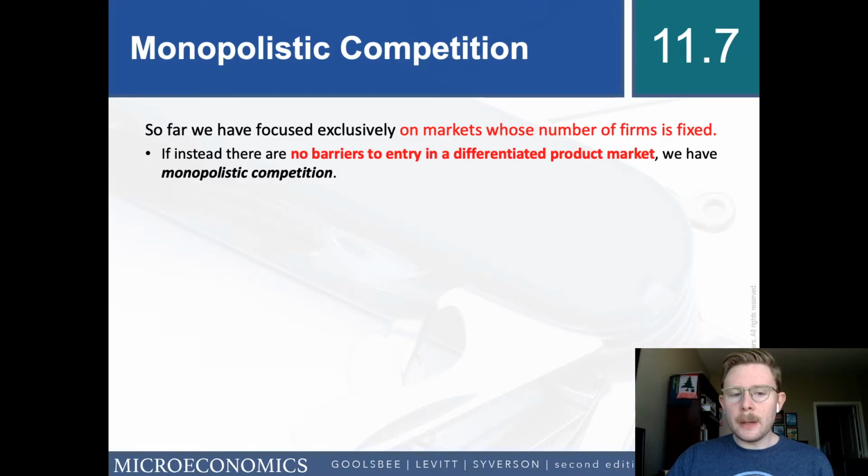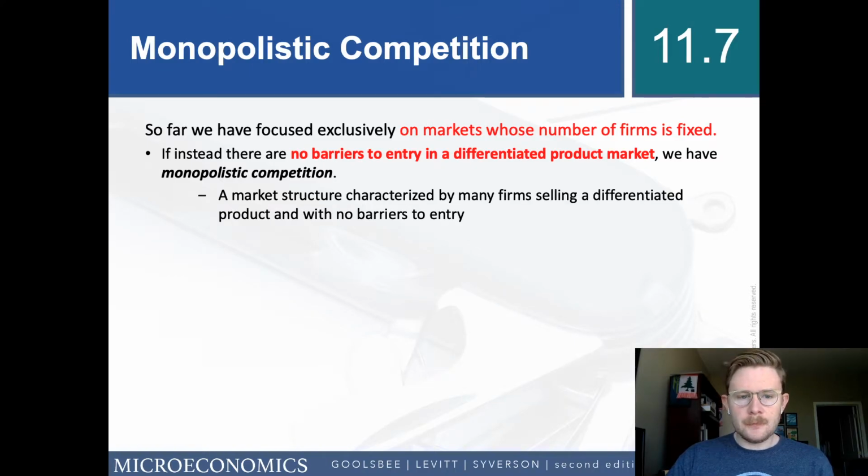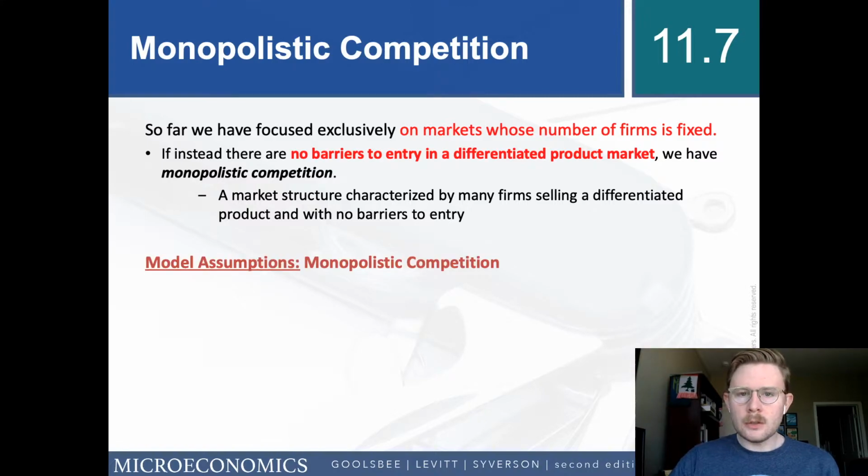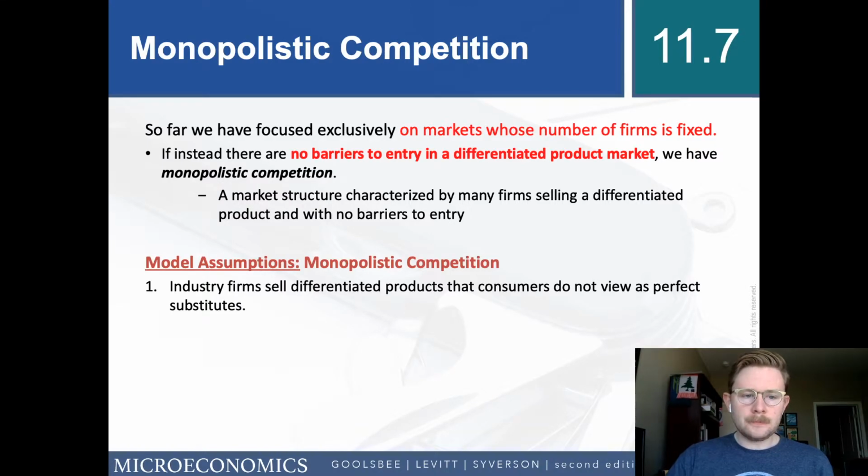If instead there are no barriers to entry in a differentiated product market, then we have monopolistic competition. This is just a market structure characterized by many firms selling differentiated products and no barriers to entry. So let's look at the model assumptions here.